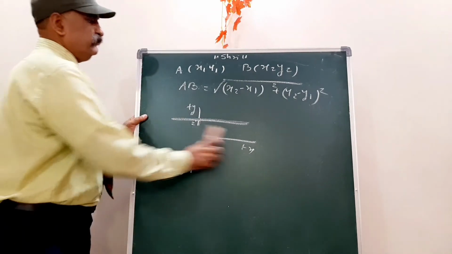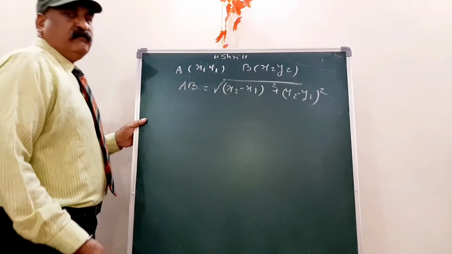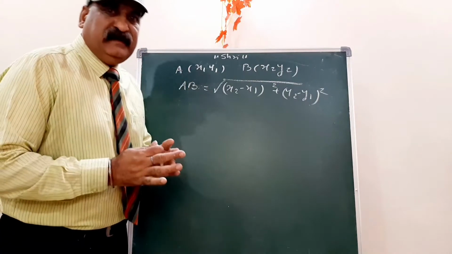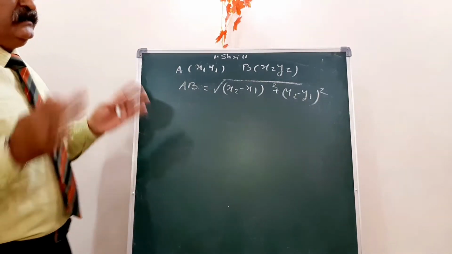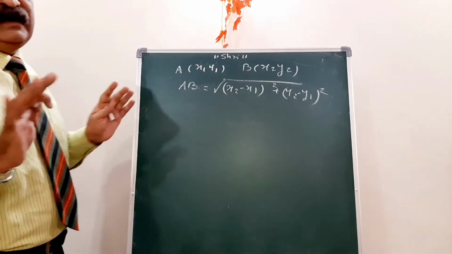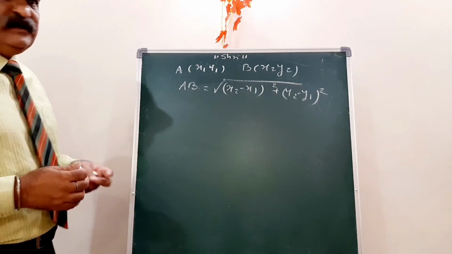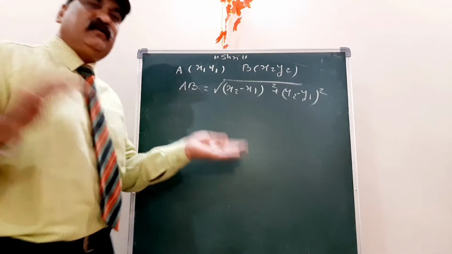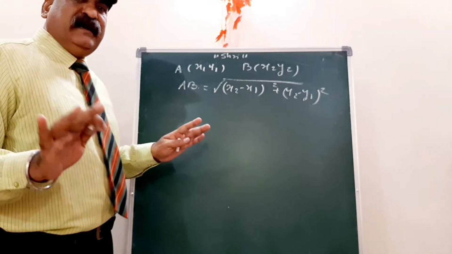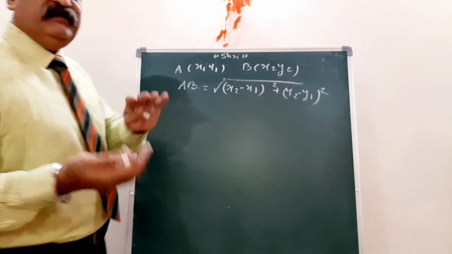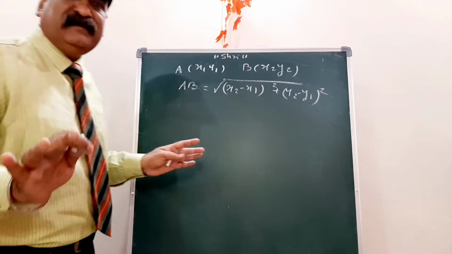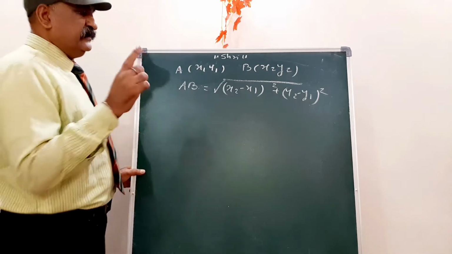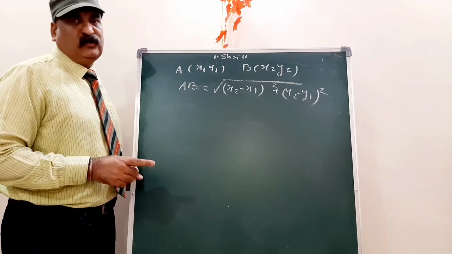Now, if you have to show collinear points, first you see what collinear points are. The points which are in a straight line are called collinear points, and the points which are not in a straight line are called non-collinear points. Okay, now don't give the definition like this: non-collinear points are the points which are not collinear. Please don't define like this. The points which are in a straight line are called collinear points, and the points which are not in a straight line are called non-collinear points.